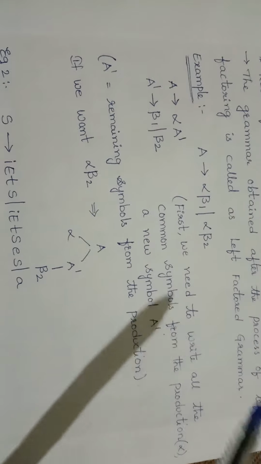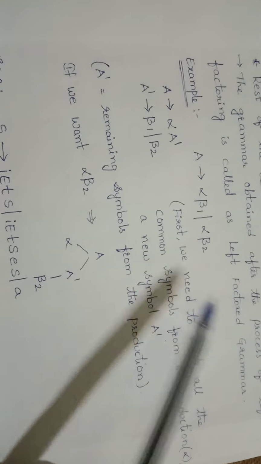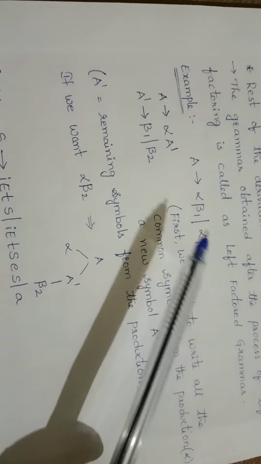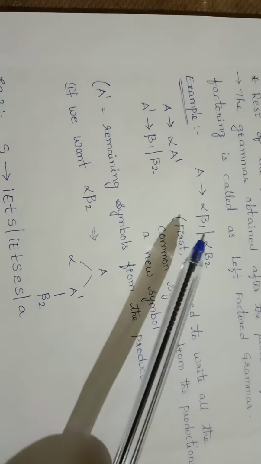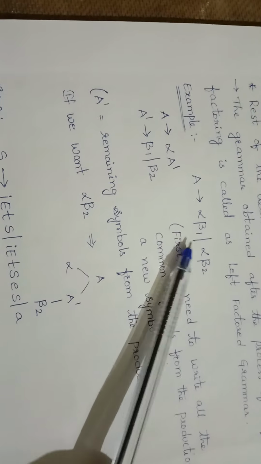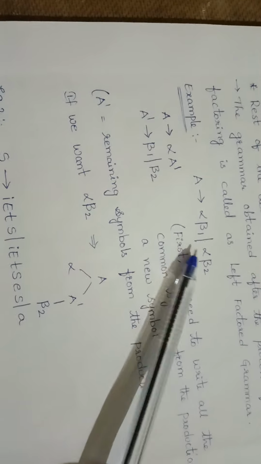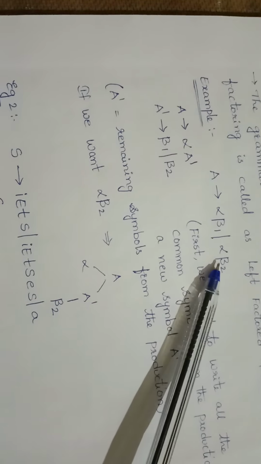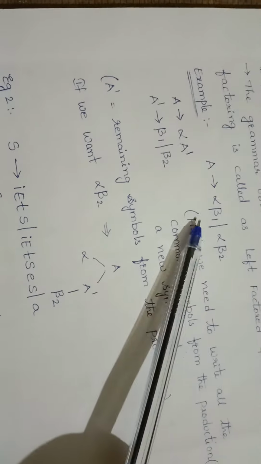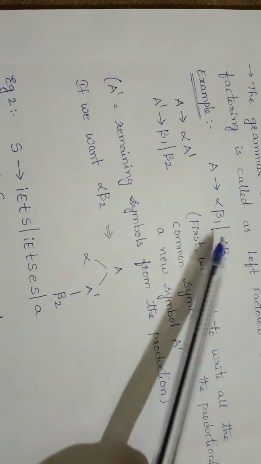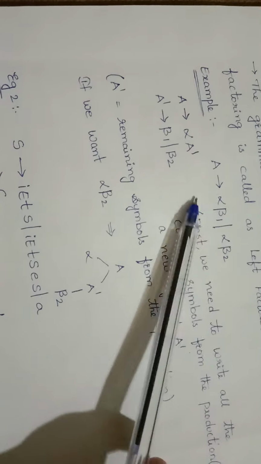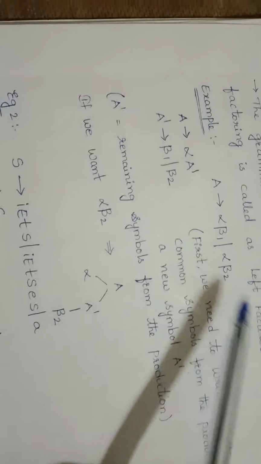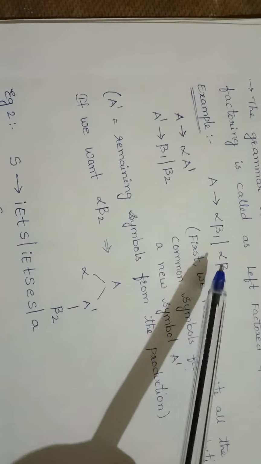And then left factoring: if there is any left factoring, we need to eliminate it. Left factoring is nothing but, in a given production, if there are multiple alternatives starting with the same symbols. That is called left factoring. So we will have confusion about which production rule to use first. Consider an example: A tends to alpha beta 1 or alpha beta 2. Here we have the same symbol, alpha. So this is called left factoring, and we need to remove it.